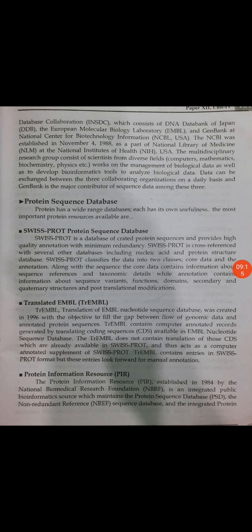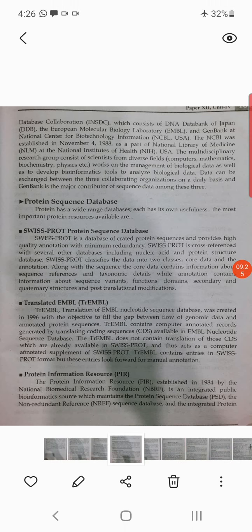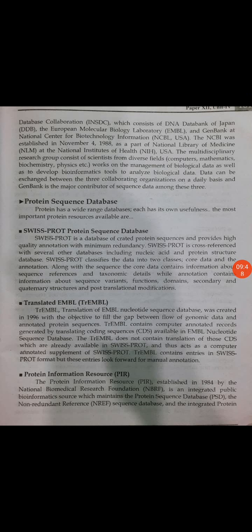For example, the Swiss-Prot protein sequence database, then translated EMBL, then UniProt, PROSITE, structural database. So from these various agencies, we get the knowledge about the protein sequence. The first one is Swiss-Prot, a database of curated protein sequences that provides high quality annotation with minimum redundancy. And Swiss-Prot is cross-referenced with several other databases including nucleic acid and protein structure databases.